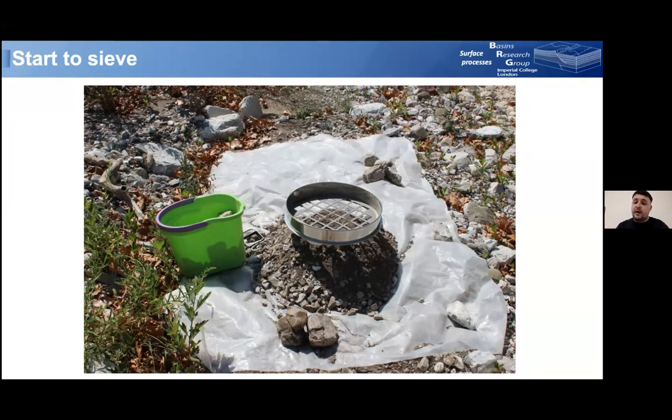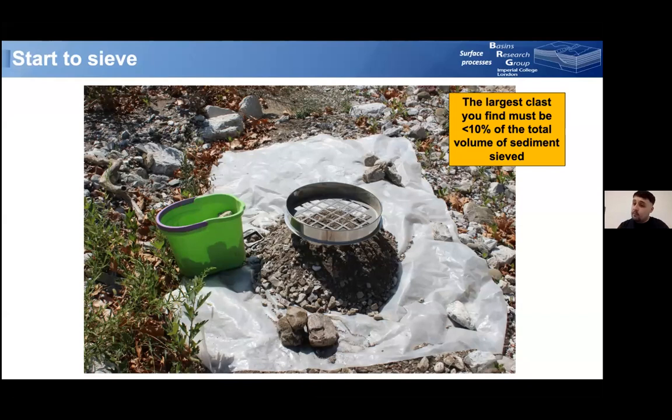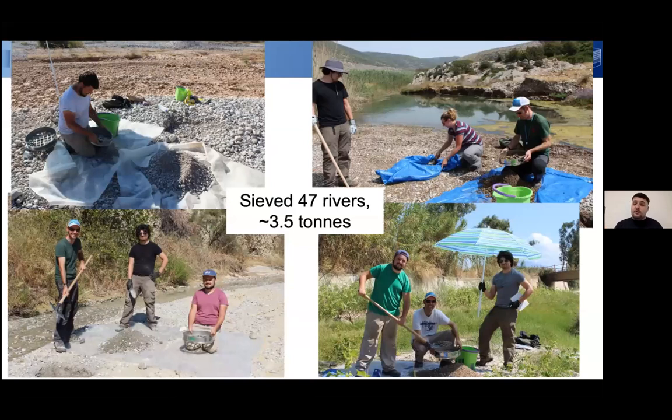And also we had to make sure that what we sieved was such that the largest class had to be less than 10% of the total volume of sediment sieved. So if you find a 10 kilogram boulder, you have to sieve 100 kilograms. And we sieved 47 rivers, which constitute around 83% of the rift draining. And it's around about 3.5 tons.